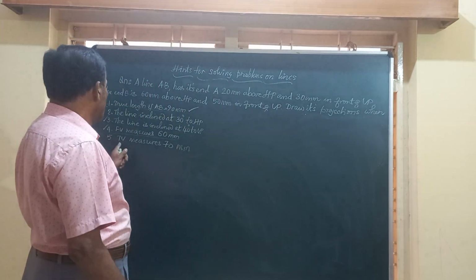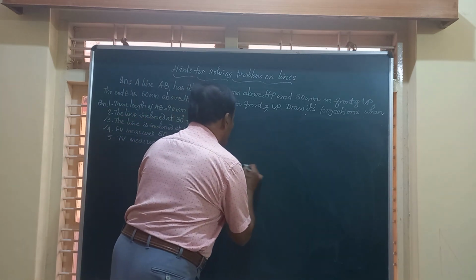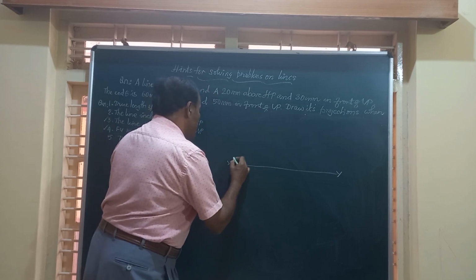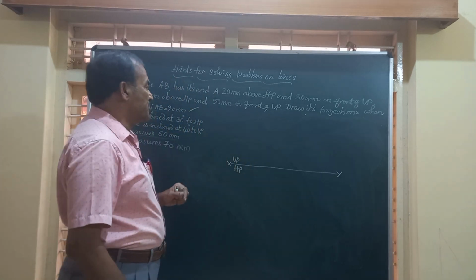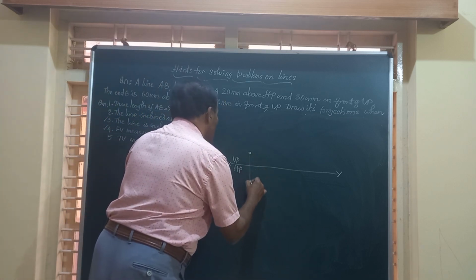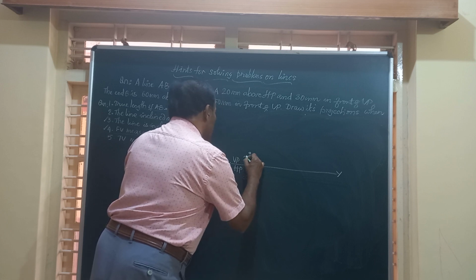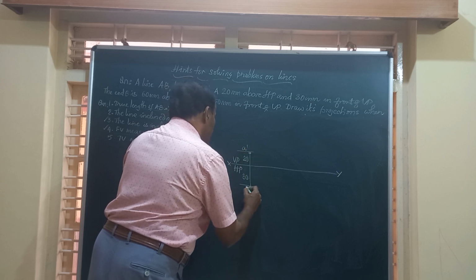Friends, it says top view measures 70. So before that, let me mark the XY line, mark VP and HP, indicating first angle projection. Mark the end A 20 mm above HP and 30 mm in front of VP. This is A dash and this is A.